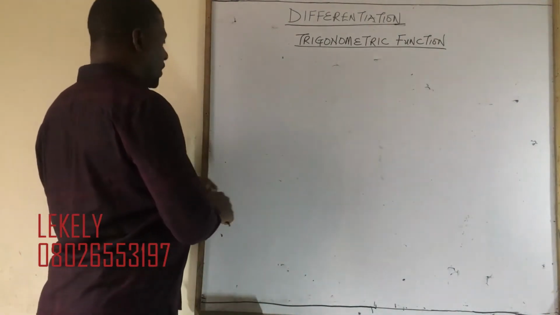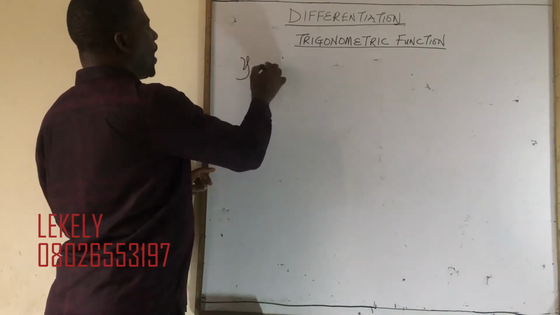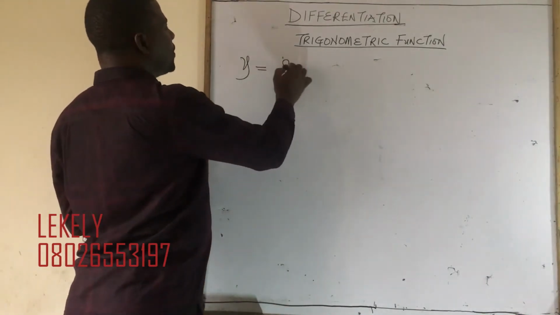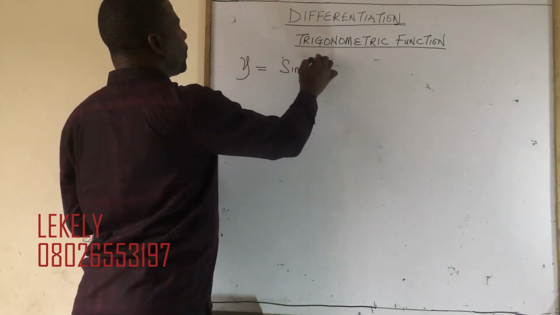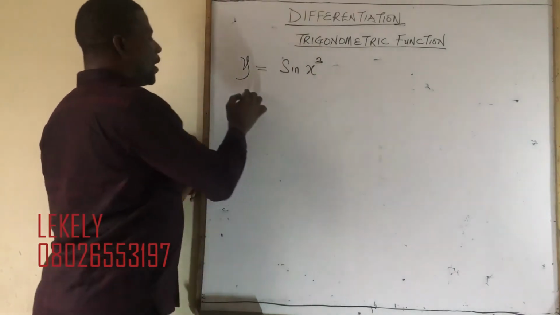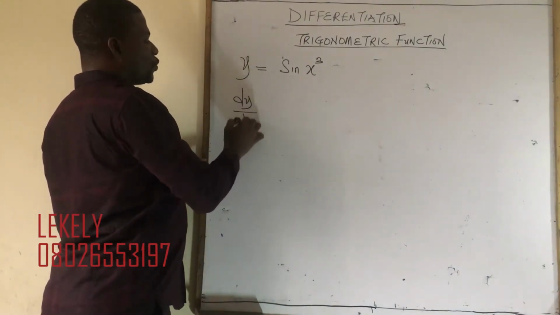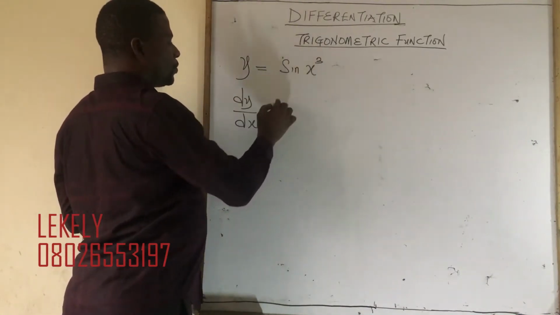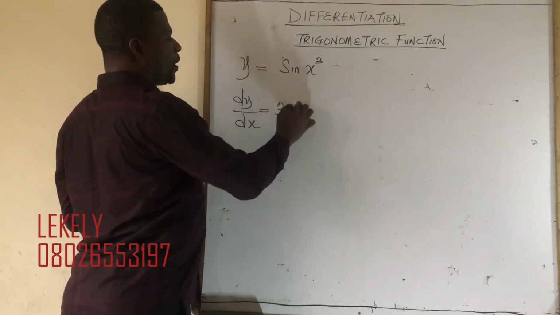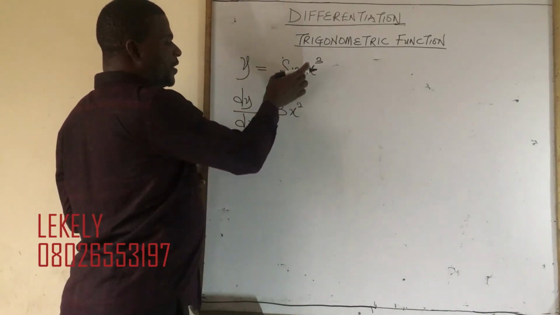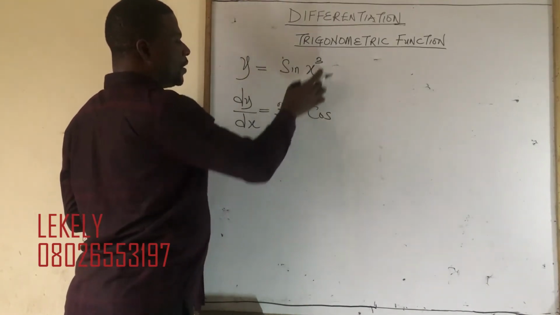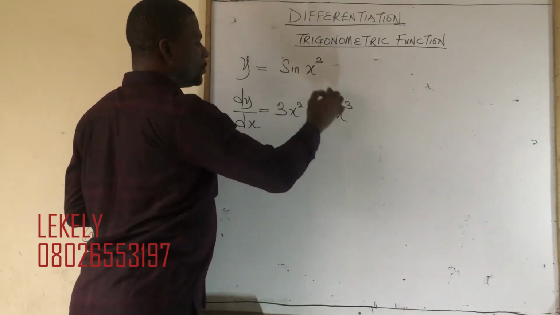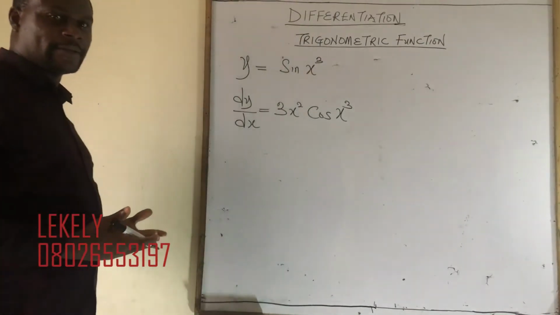Now if you have something like this, for example, y equals sine x raised to power 3, and you want to differentiate, your dy/dx is going to be: differentiate x cubed, it will give you 3x squared. Then differentiate sine, it will give you cos. Then rewrite the x cubed. You see that? That's the answer.